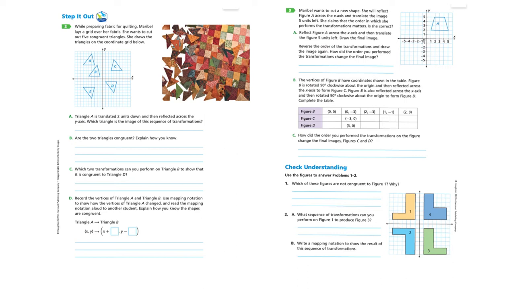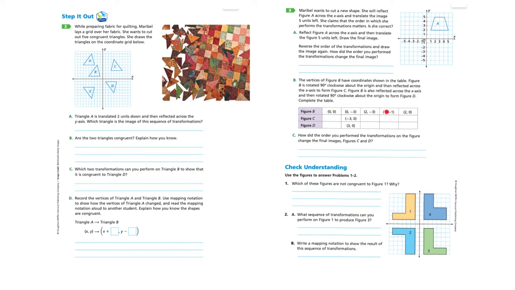Think about that. Reflect figure A across the x-axis, then translate the figure 5 units left and draw the final image. Now they're going to ask you to reverse the order of the transformations and draw the image again. How did the order you performed the transformations change the final image, if it did? So answer that question.